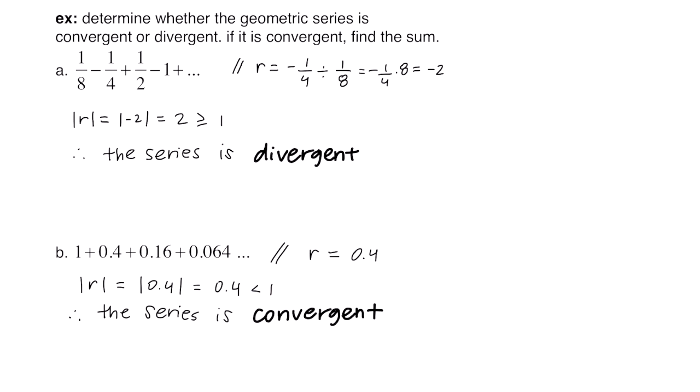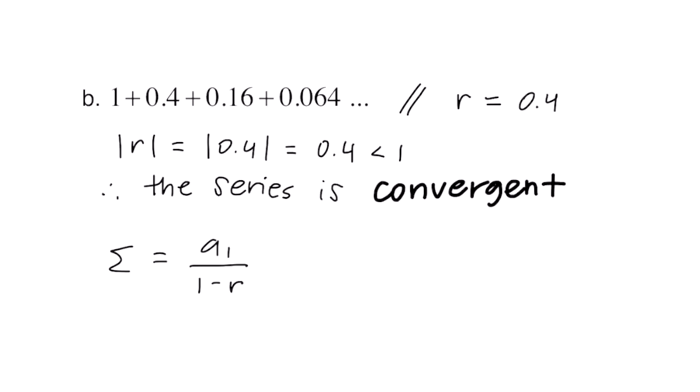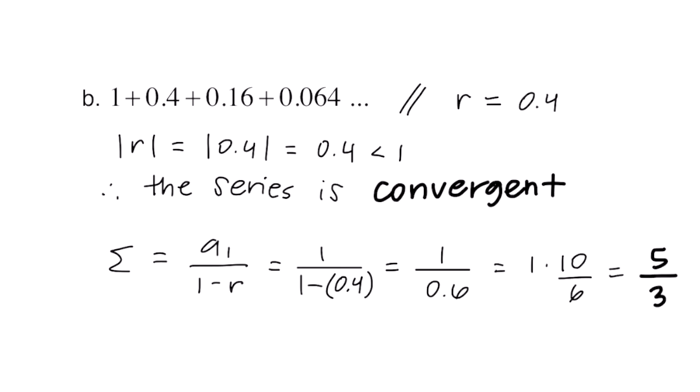So now we're going to find the sum, and to find the sum we use the formula a1 over 1 minus r. So a1 is the first term in the series, so a1 is 1. And then in the denominator, we go 1 minus r. So that simplifies to 1 over 0.6. 0.6 is the same as 6/10, so that's going to be 1 times 10/6, or 5/3. So this is the sum of this geometric series.